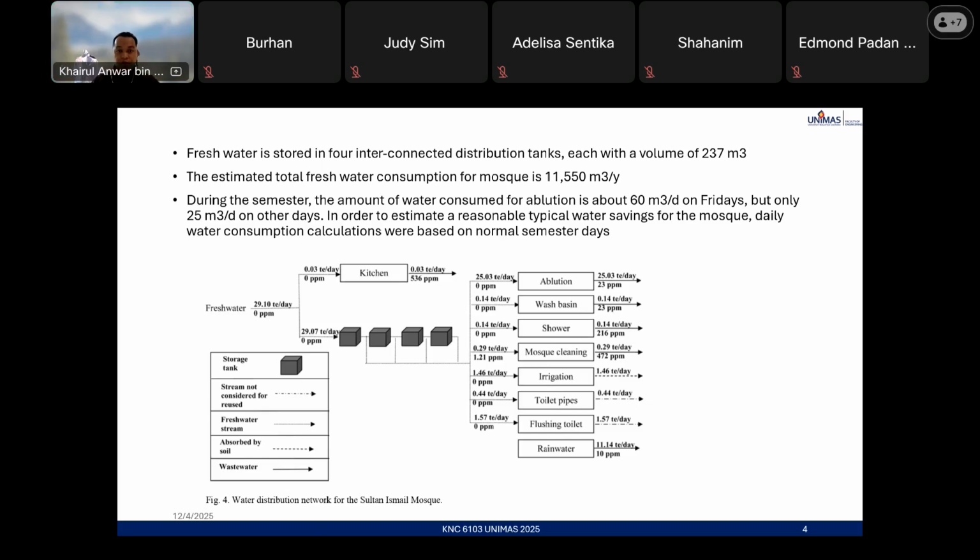In order to estimate a reasonable typical water saving for the mosque, daily water consumption calculation will be based on normal semester days. So that is the scope of this work. Fresh water comes from the municipal water, 29 ton per day.